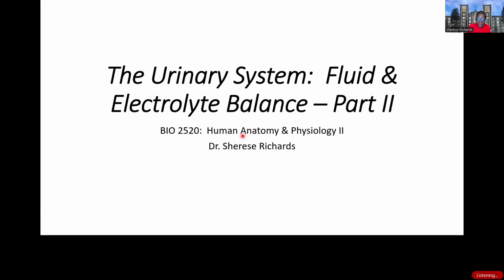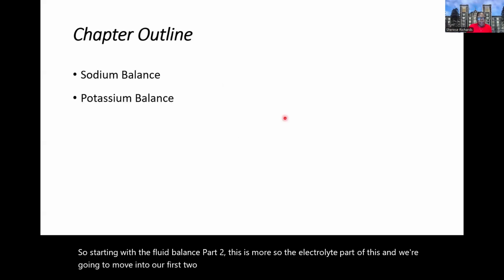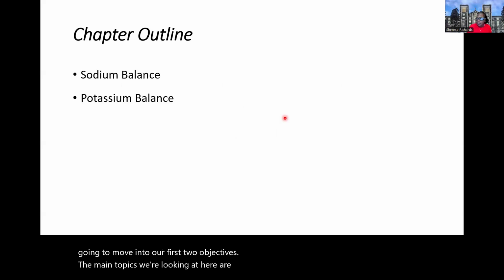Starting with fluid balance part two, this is more so the electrolyte part of this. And we're going to move into our first two objectives. The main topics we're looking at here are sodium balance and potassium balance.